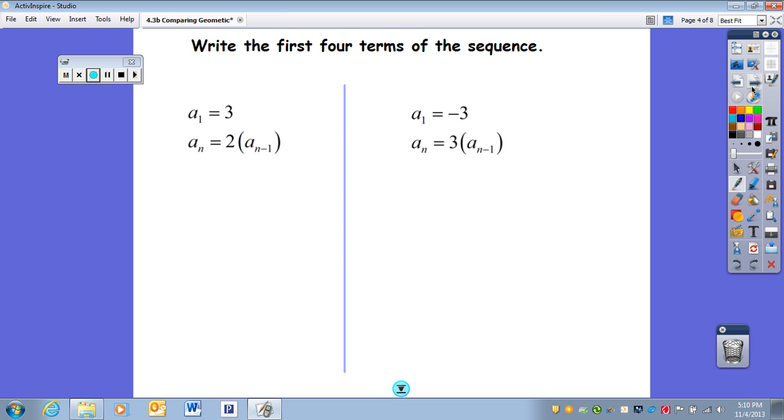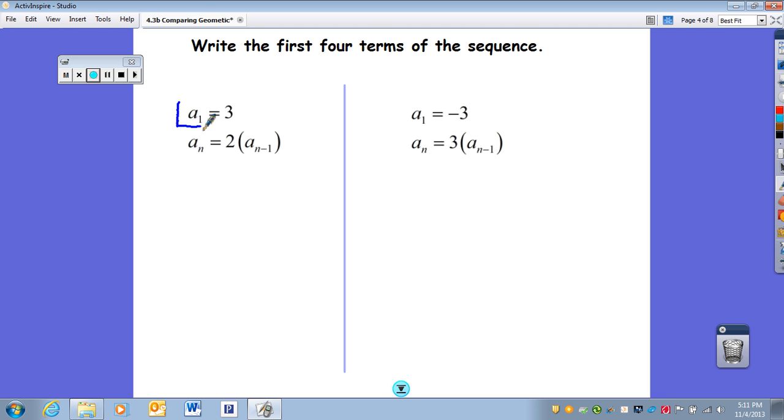So let's write the first 4 terms of our sequence. So to do that, when we are going to look for the first 4 terms, I know that my first term is 3. To find the next terms, I'm simply going to multiply by my rate, and that's going to give me my next terms in my sequence. So 3 times 2, my next term in my sequence would be 6. 6 times 2, the next term in my sequence would be 12. 12 times 2, the next term in my sequence would be 24.